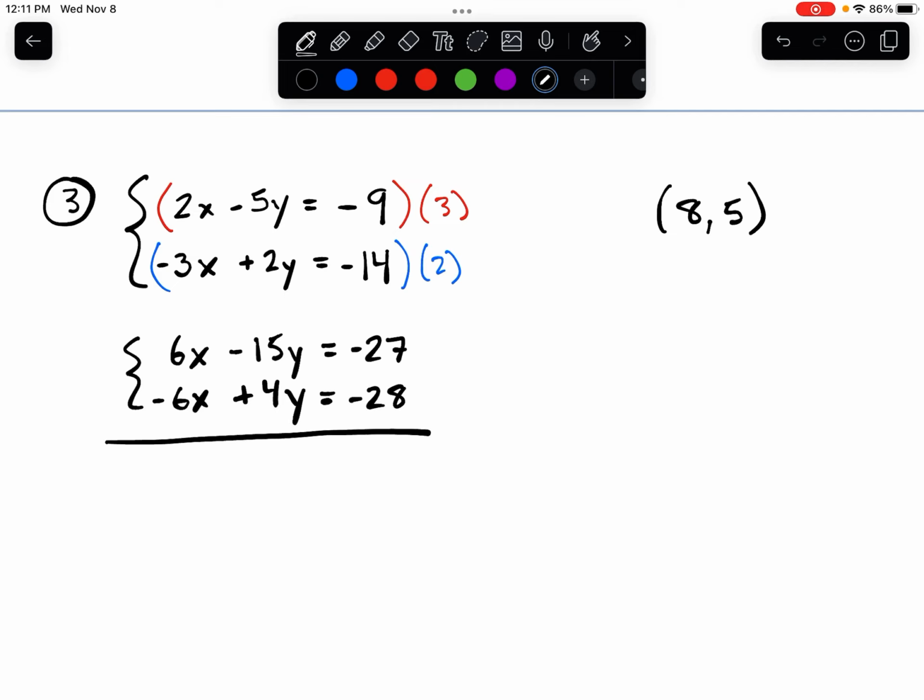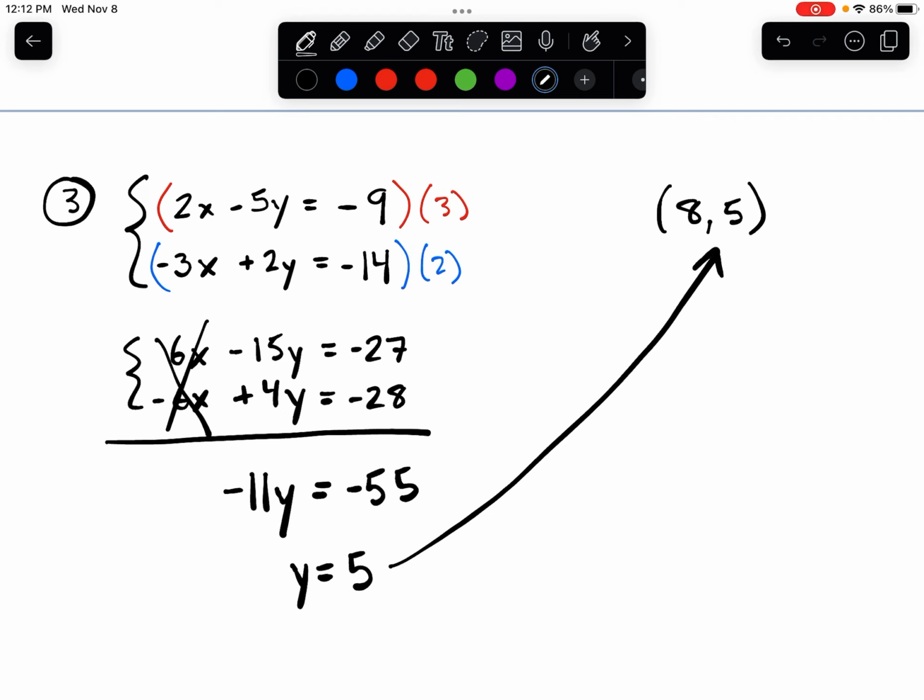Now at this point, you should see why I chose these two numbers. I chose these two numbers because it now will allow me to use elimination, right? The 6 and the minus 6 will cancel out. So these will eliminate. When I add these, we get negative 11y. And when I add these, we get negative 55. I can divide both sides by negative 11, and we figure out that y is 5, which again, we know is the answer. If I were to graph these two lines, this would be the intersection point.